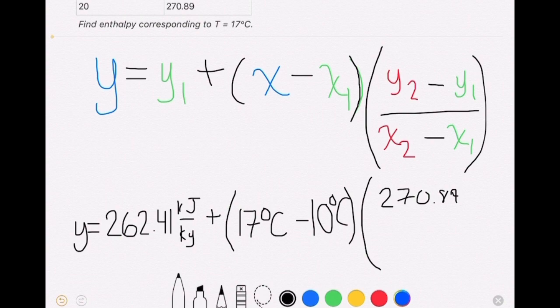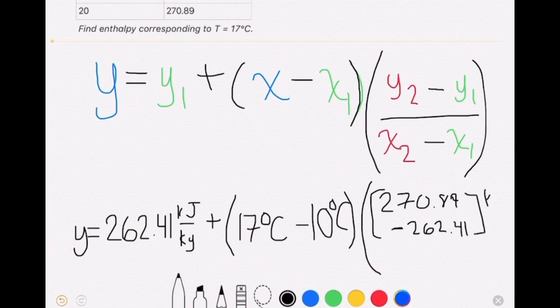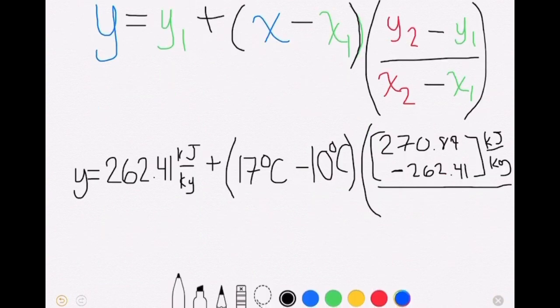minus the first data point. This is going to be really messy just because I don't have a lot of space, but it's going to be 262.41. These units agree, they're in kilojoules per kilogram. Then we're going to divide it by the independent variables, which are the temperature, so it's going to be 20 minus 10 degrees C. Then we're going to close it off. Hopefully you understand where we got these numbers from. If there's any confusion, just let me know in the comments and I'll clear it up a little bit.